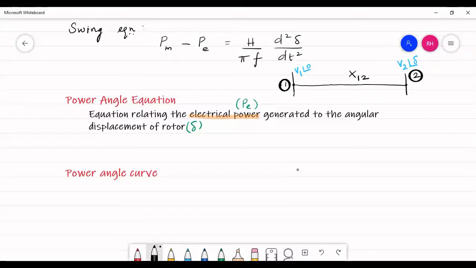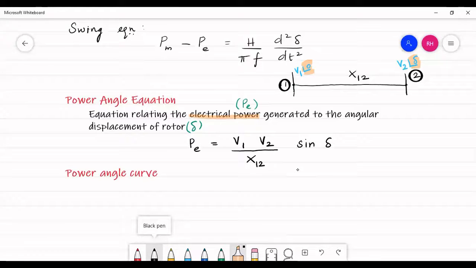Under this case, the amount of electrical power transmitted is given as V1 V2 divided by X12 into sine of delta, where V1 and V2 are the magnitudes of voltages and X12 is the magnitude of reactance. Delta is the difference between the voltage phase angles of bus 1 and bus 2. So this equation defines the relationship between the electrical power generated and the angular displacement of the rotor.